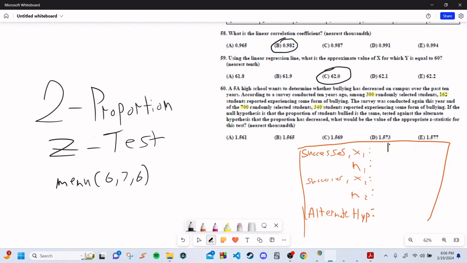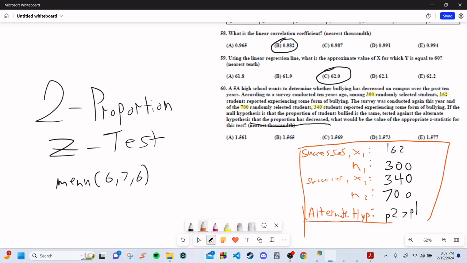So number of successes in our first survey was 162 out of a total n of 300. And in our second survey, 340 successes out of 700. And it tells us what our alternate hypothesis is, which is that the proportion has decreased. So that means that P2 is less than P1. And so you'll enter in all of these values right here.